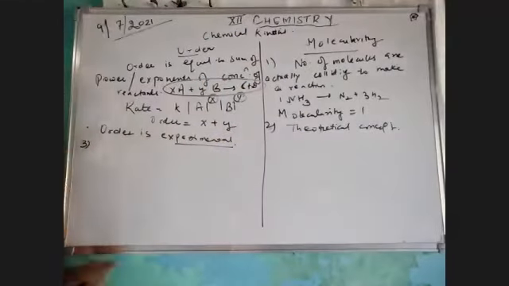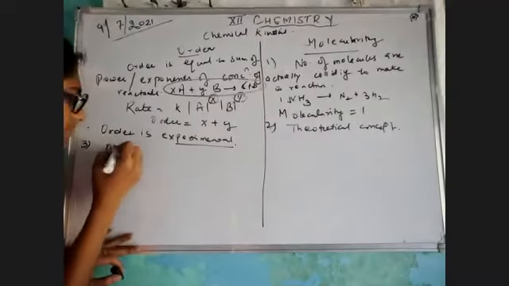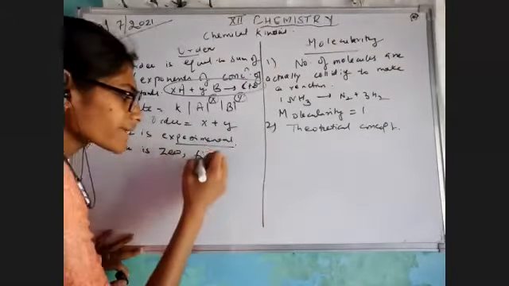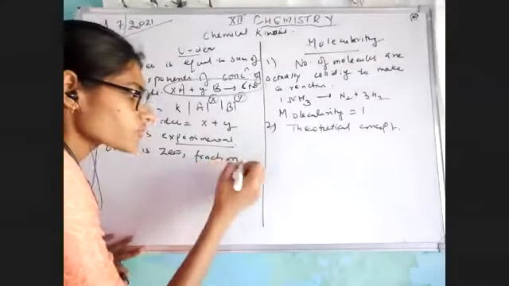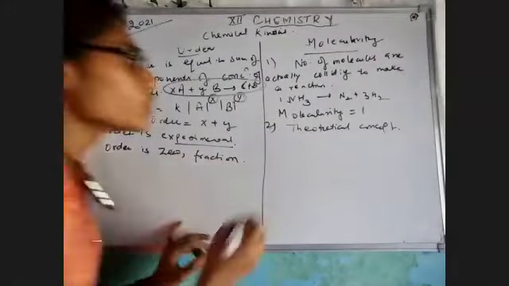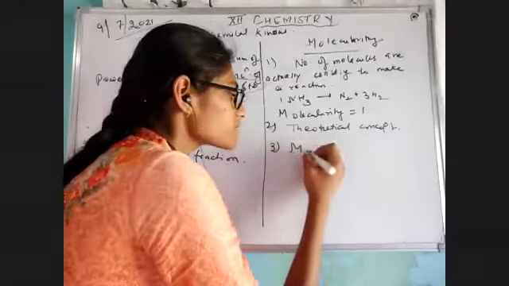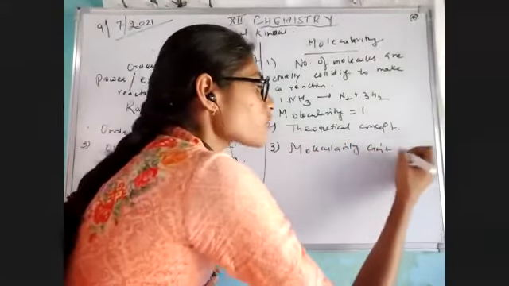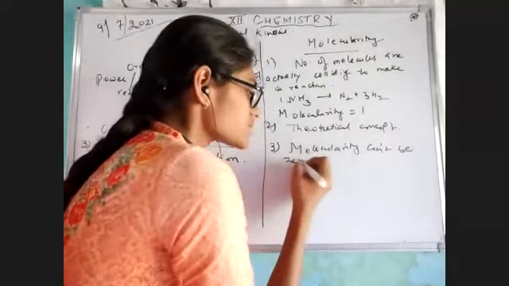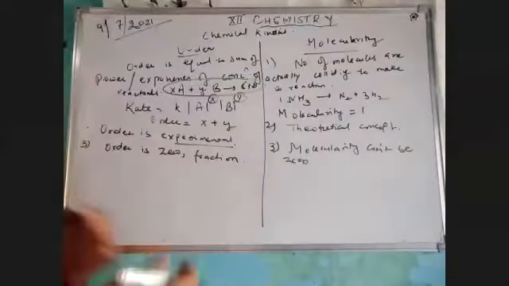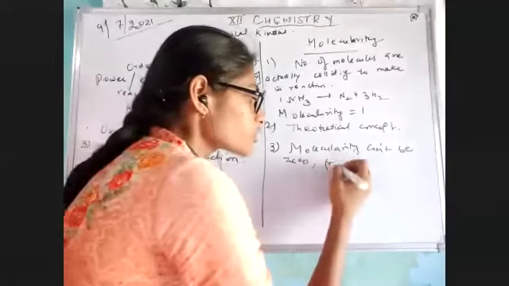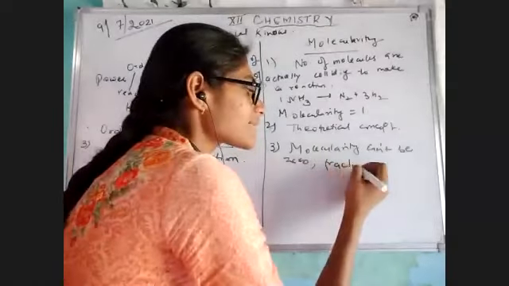Keep on moving. As I have told you, order could be zero or even a fraction. But molecularity cannot be zero and cannot be a fraction, because that's not possible. We need at least a single molecule so that it would give a reaction. So we cannot say that the number of molecules could be zero or a fraction.